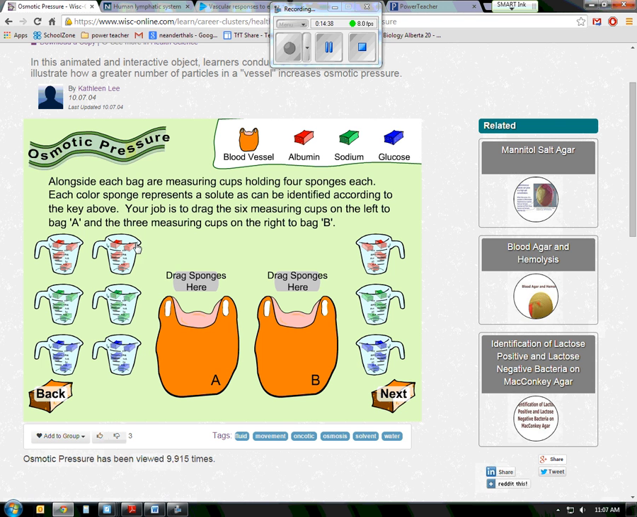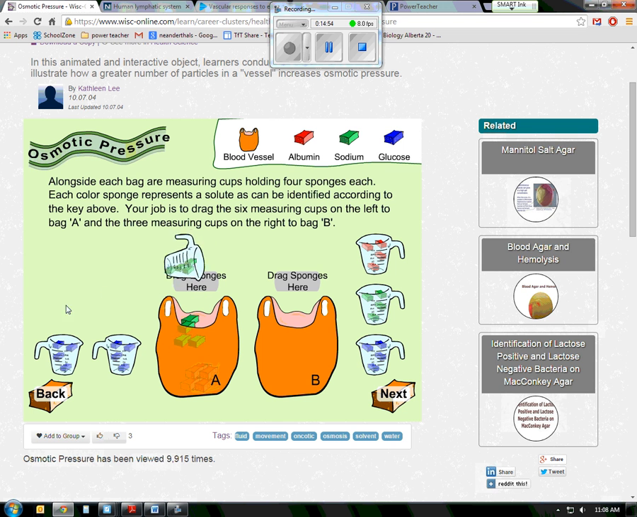The red ones here are called albumins. And albumins are simply blood proteins, and we'll talk about those in a minute. So we put 2 cups of albumins into our blood vessel, and here we're dumping in some sodium, which is salt, and here we'll dump in some glucose and fill that bag up.